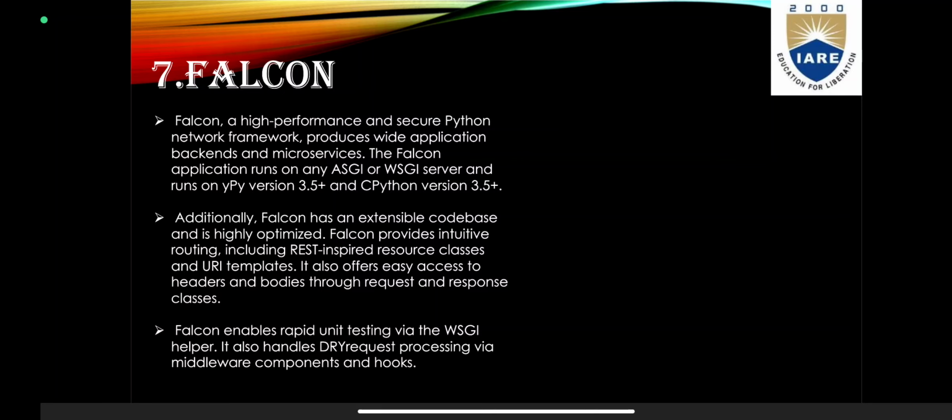Additionally, Falcon has an extensible code base and is optimized. Falcon provides intuitive routing including REST inspired resource classes and URI templates. It also offers easy access to headers and bodies through request and response classes. Falcon enables rapid unit testing via WSGI helper. It also handles DRY request processing via middleware components and hooks.